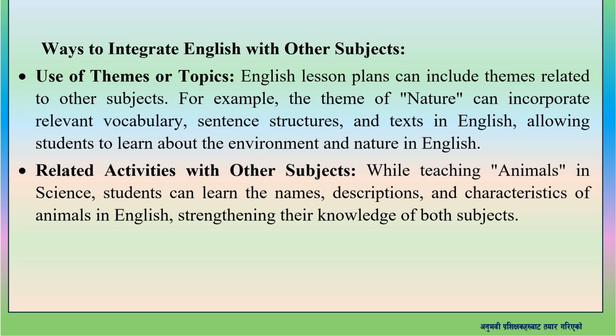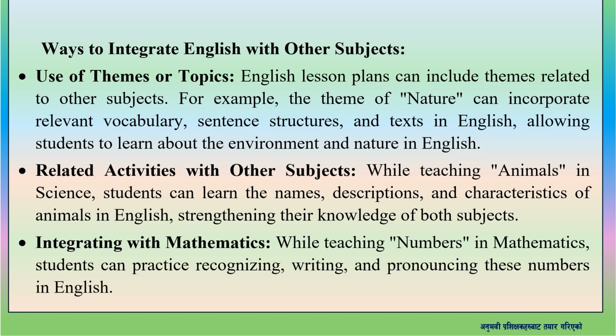The second one is related activities with other subjects. While teaching animals in science, students can learn the names, descriptions, and characteristics of animals in English, strengthening their knowledge of both subjects. The third one is integrating with mathematics. While teaching numbers in mathematics, students can practice recognizing, writing, and pronouncing these numbers in English.